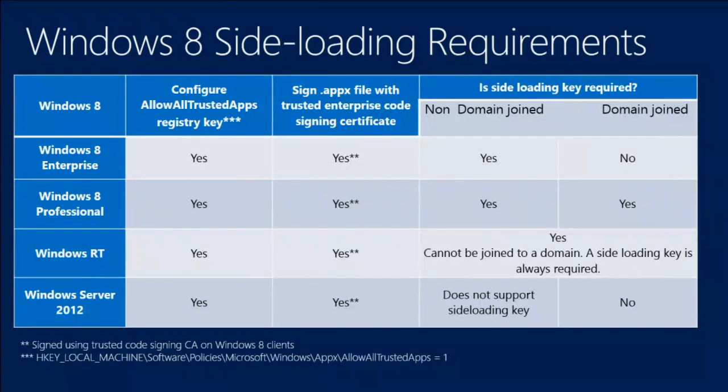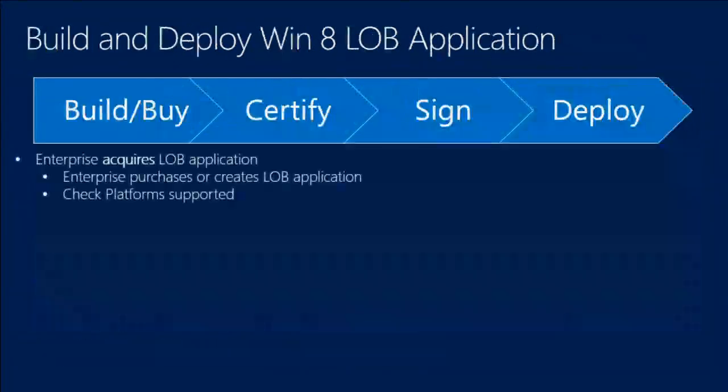From the Windows perspective, if the machine is domain joined, then actually, you don't really need the sideloading key. It is enabled. If it is non-domain joined, all bets are off. So that's just the basics of sideloading.